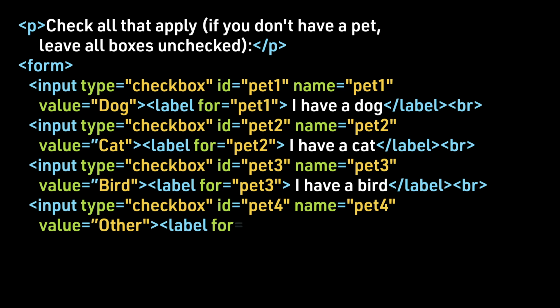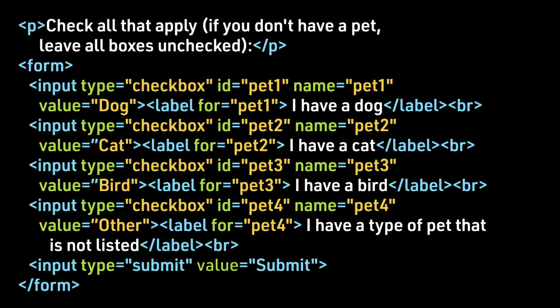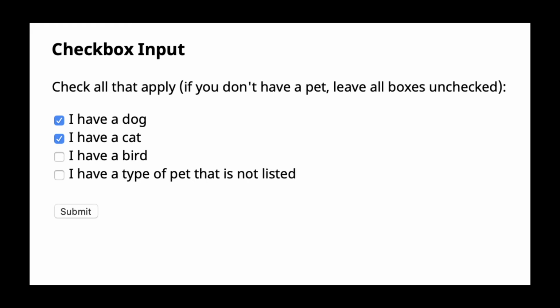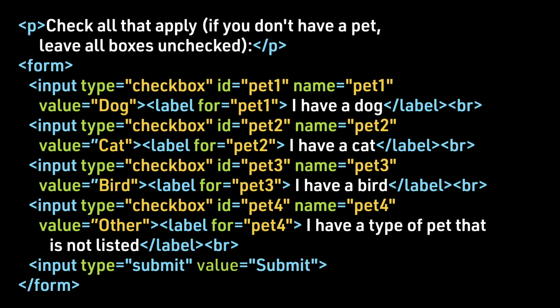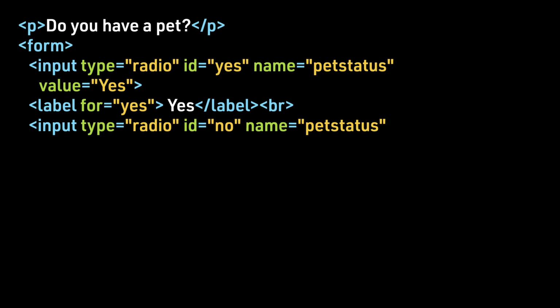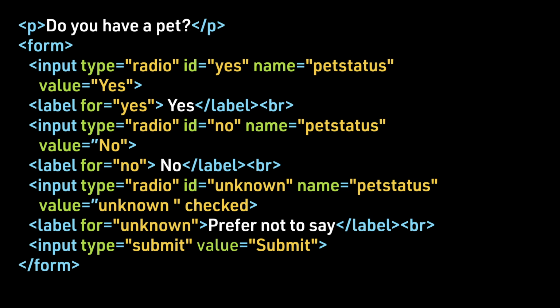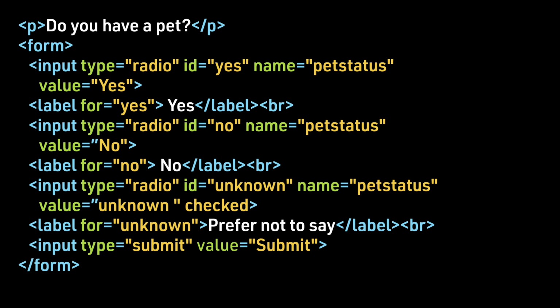This is the code for a checkbox input. Checkboxes are designed to allow the user to select multiple options. In order for the data to be collected correctly, each option must have a unique name and value. In contrast, radio buttons are designed to allow the user to select only one option. As a user selects an option, the radio box on another option becomes unselected. In order to present the form with one of the options selected initially as the default, you add checked to the input opening tag. So in this case, prefer not to say is initially checked.